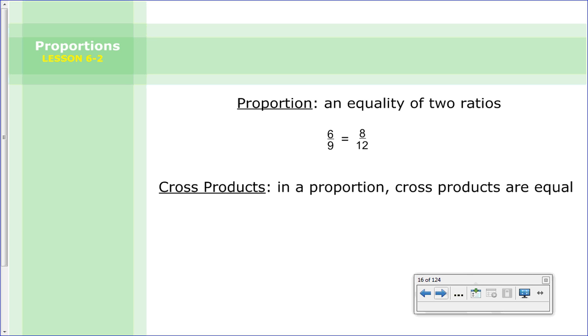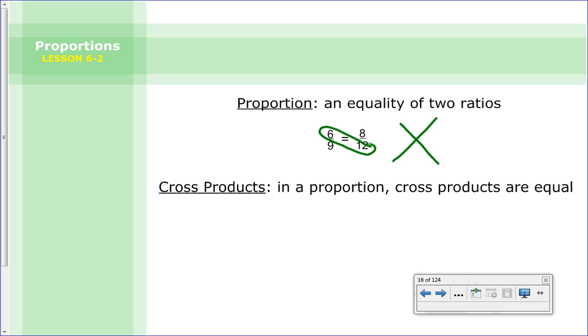Well, it's an equality, meaning we can set two different ratios equal to each other, and really, they work out. So it's an equality. They show that they're equal. And the way we do this is with cross products. You do the cross products of it. So when you do a cross, you normally think like that.